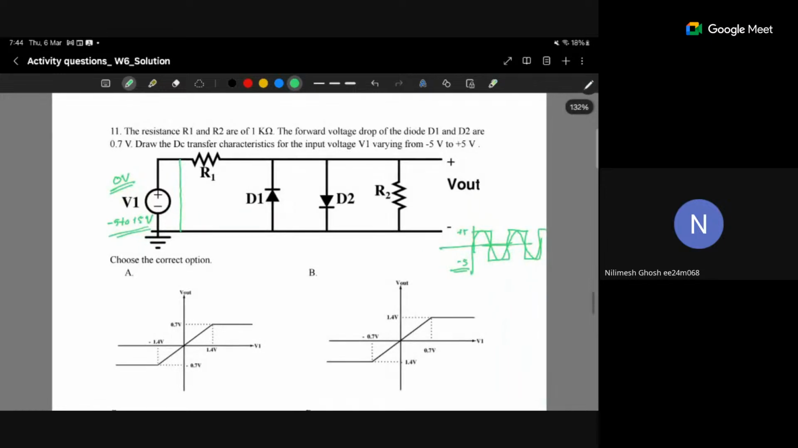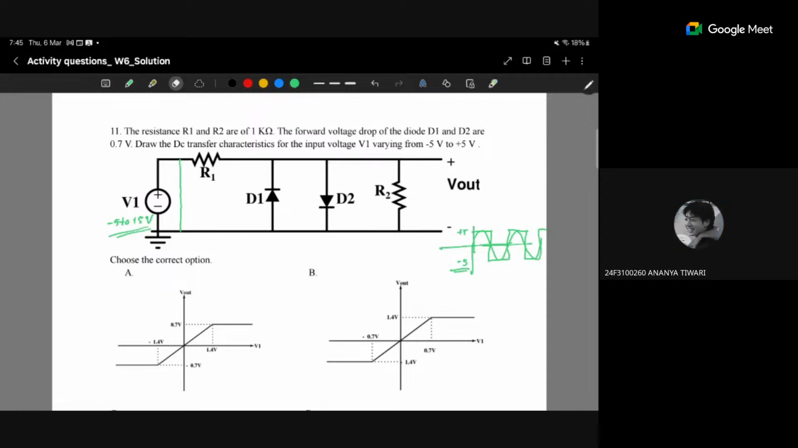Now, what will be our next step? How can we solve this? What will be our next step? First, I'll take the positive cycle, then the negative cycle. Let's say we are taking the positive cycle first.